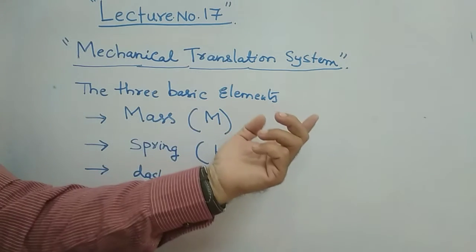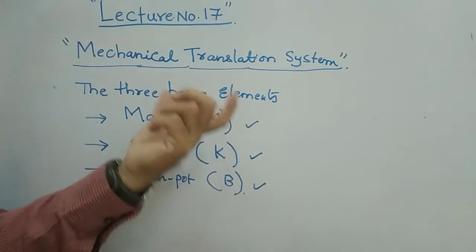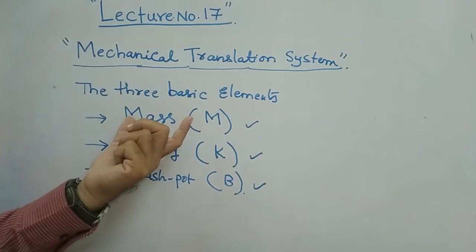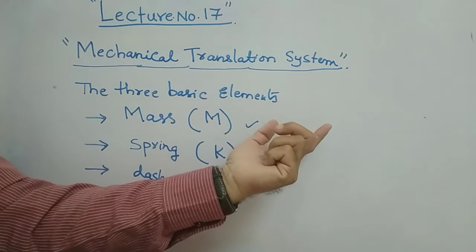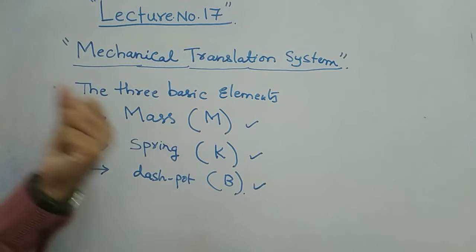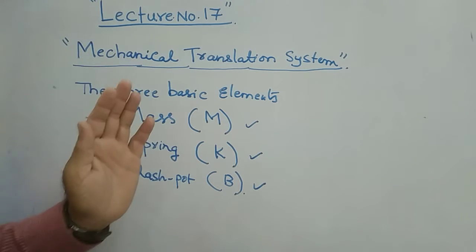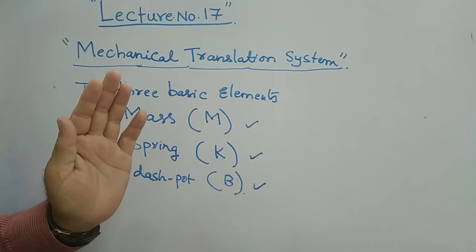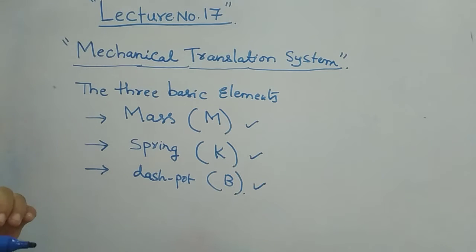Normally, mass corresponds to the weight of the body. For any given mechanical system, you will have some weight, and normally the weight is calculated in the form of mass only. And the spring, what is the spring? Spring is nothing but the elasticity. If we apply some force on the given body, a small amount of displacement will happen.